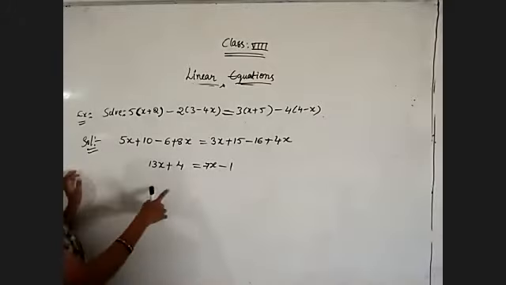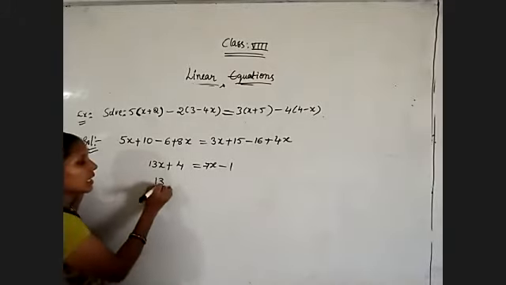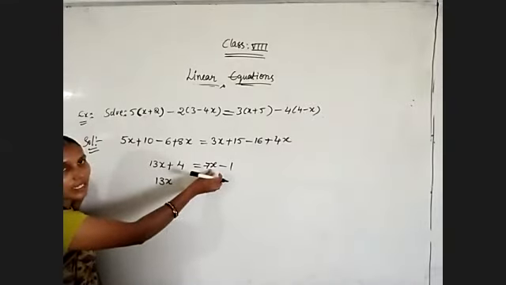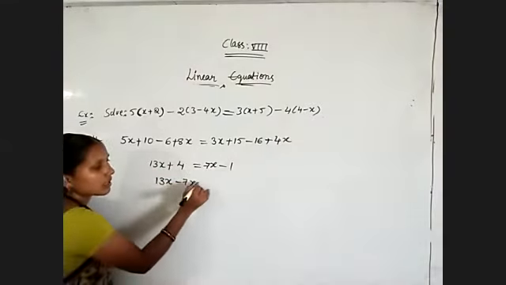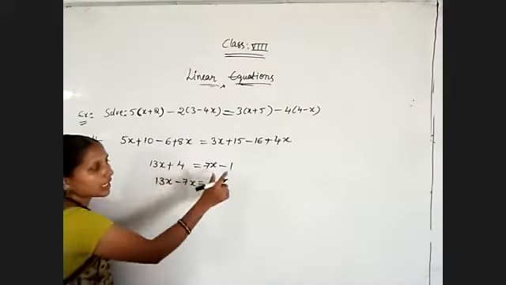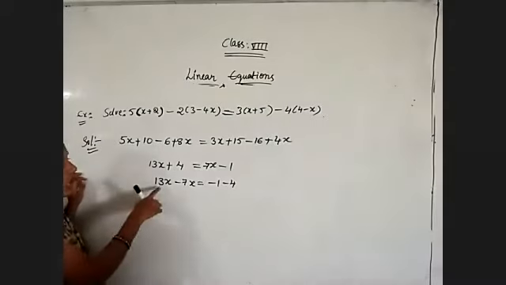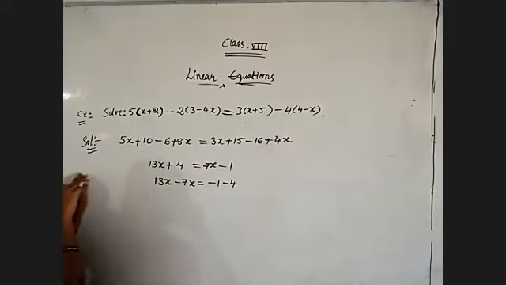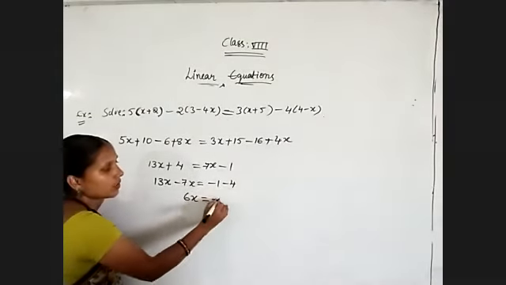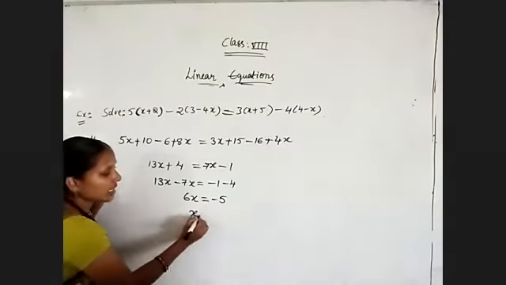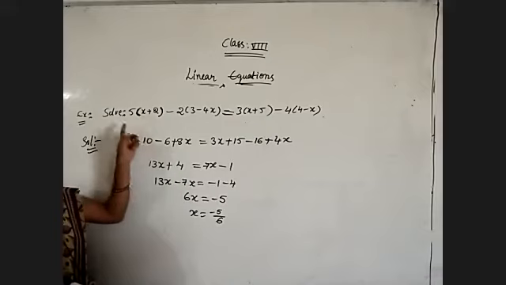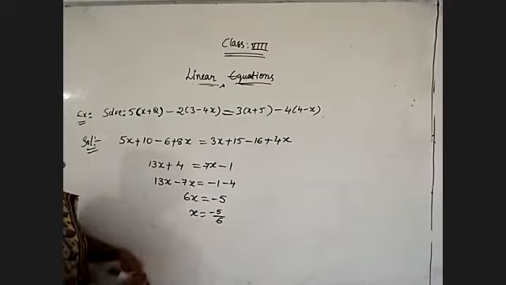Okay, now bring the x terms to one side. 13x here only I am keeping. This 7x I am bringing to this side, so minus 7x, is equal to minus 1 at the right side, the remaining value. And this plus 4 also I am bringing to this side, so minus 4. Now 13 minus 7, 6x is equal to minus 1 minus 4, minus 5. x is equal to minus 5 by 6. So what we got as the solution for this equation is minus 5 by 6.